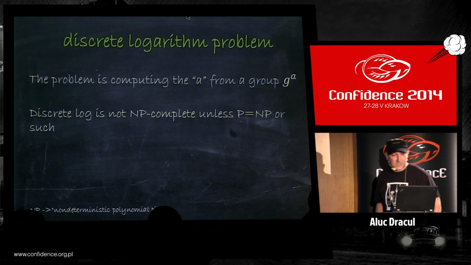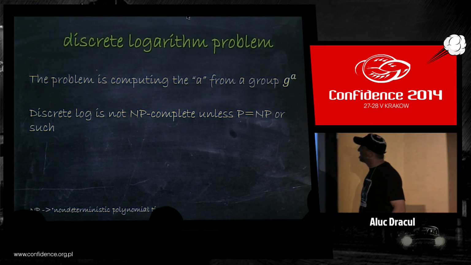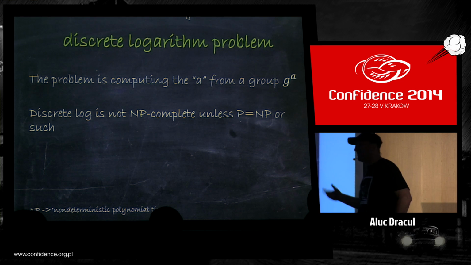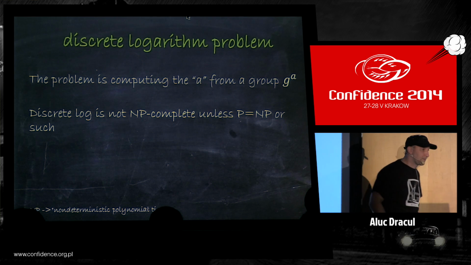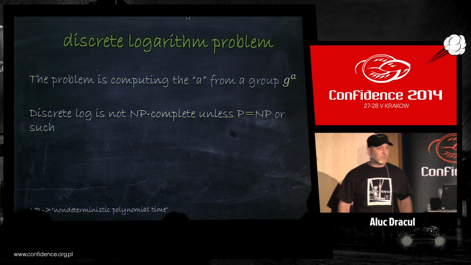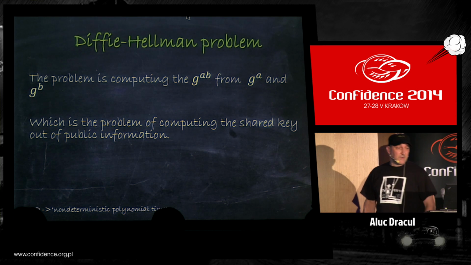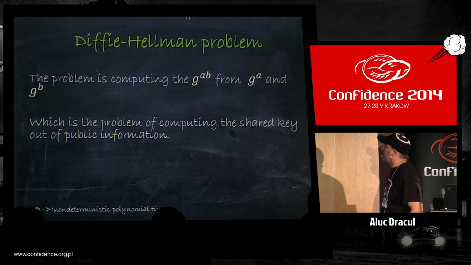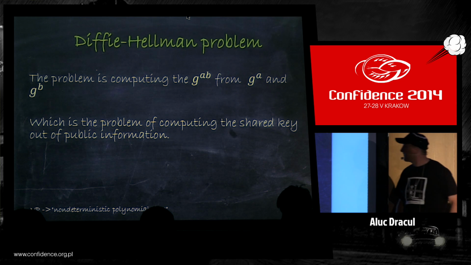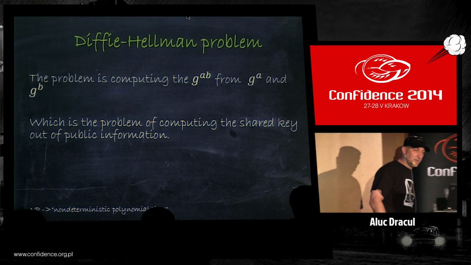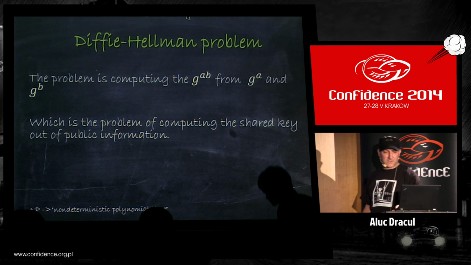Therefore, we need this key exchange. We say the discrete logarithm problem is computing a from g to the a, or b from g to the b. Since this is not NP-complete, and unless something really surprising happens, we call this a hard problem. The Diffie-Hellman problem is computing g to the ab from g to the a and g to the b, which we find in the public. As long as we can't do that, it's a hard problem.